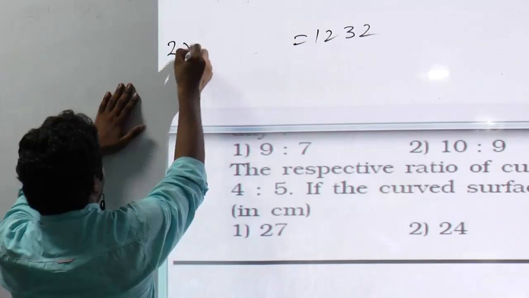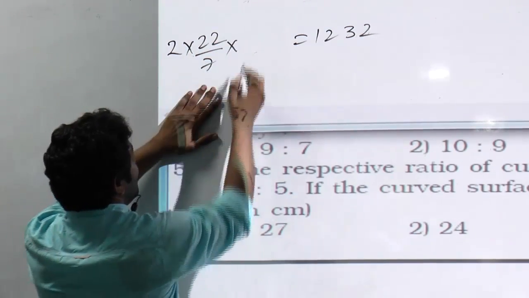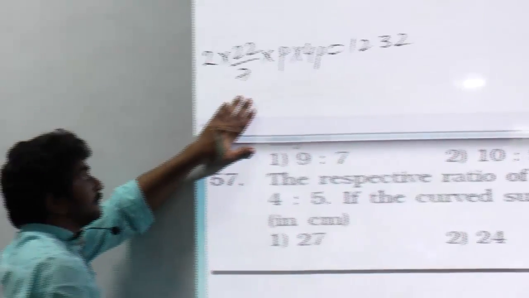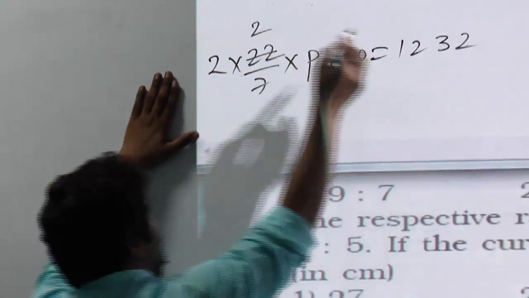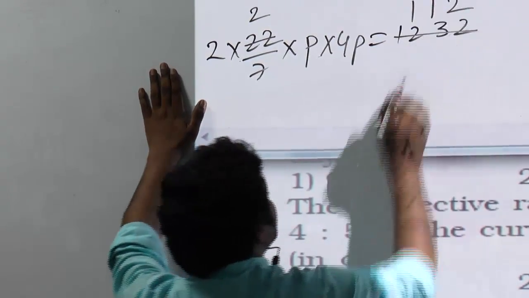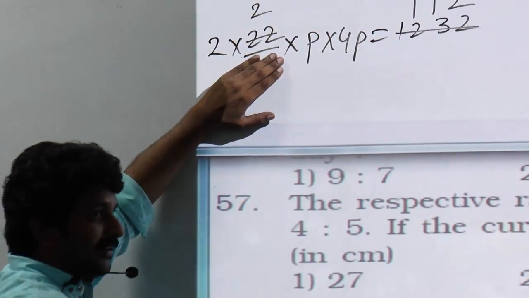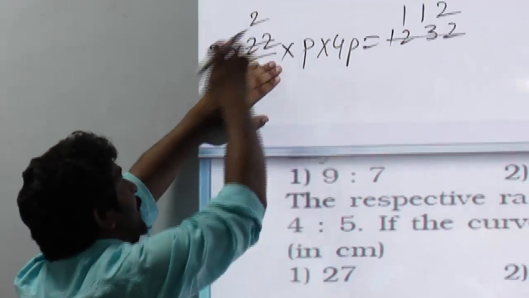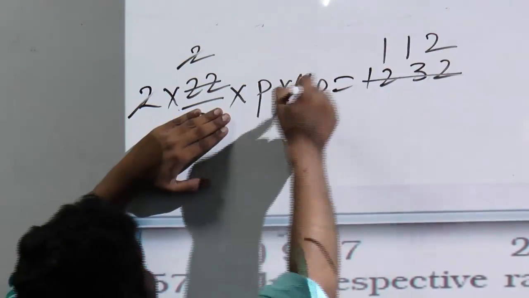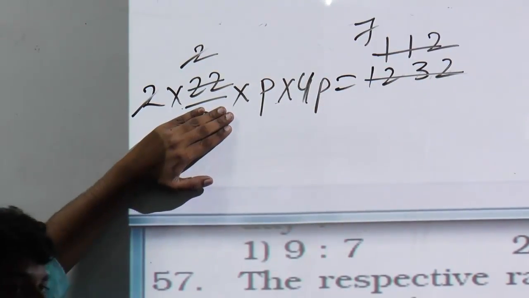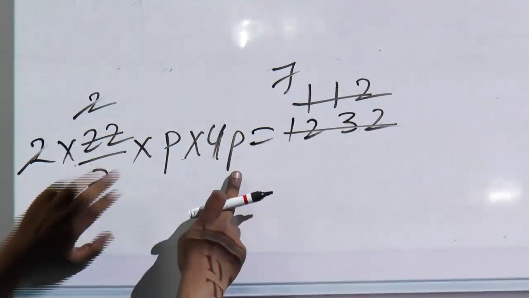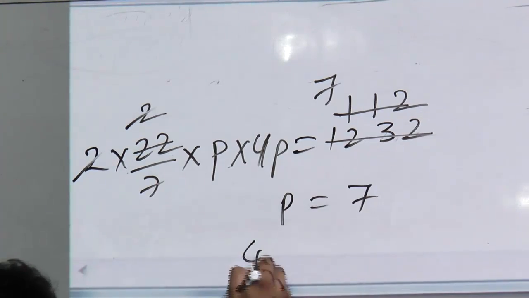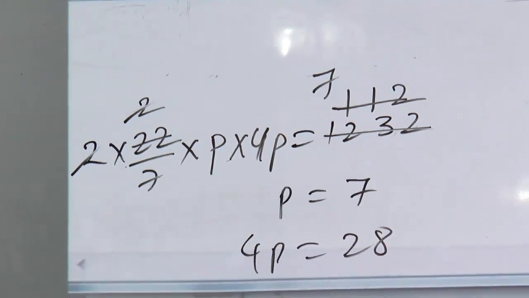Now, 2 into 22 by 7 into 1 part into 4 parts. 11, 2 times 1, 1, 2. Hold it, keep it as 7. Keep 7 aside. 4 into 2, 8 into 2, 16, 7 times is 112. P square is 7 square. P is equal to 7. Height is 4 parts, which is 28. Fourth option.